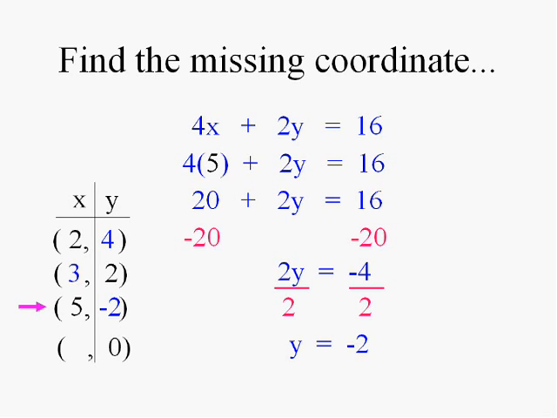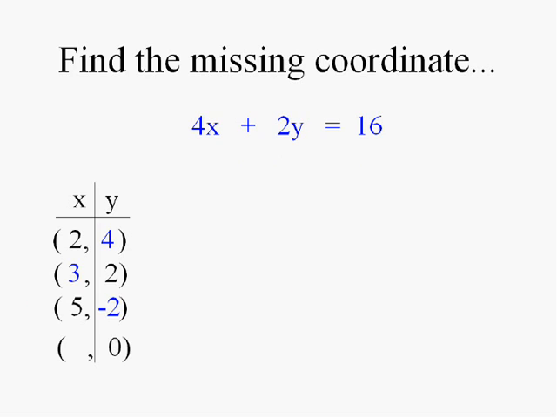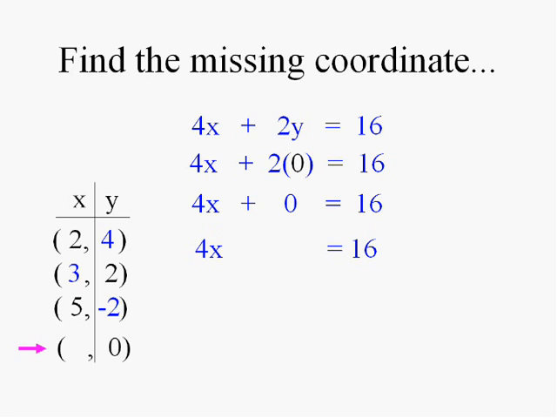Now 0 is very easy to deal with. Let's look at the next pair and put 0 in for y, because it's the second coordinate. I love 0 because it just cancels out. 4x equals 16. Don't even have to get rid of it, do we? Divide by 4 kind of saved me a step, and x is 4. So remember that 0 is going to be very easy to deal with. So we've found 4 points that are solutions to this equation.